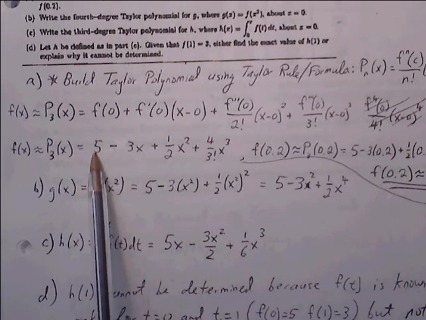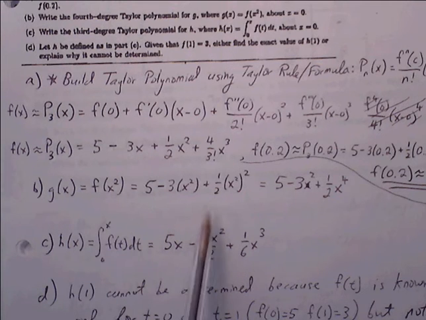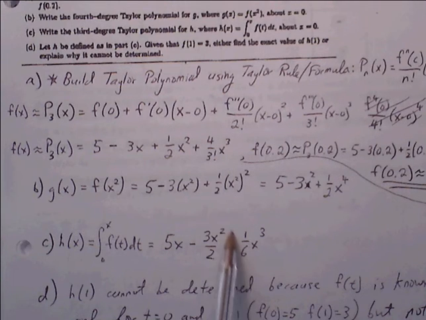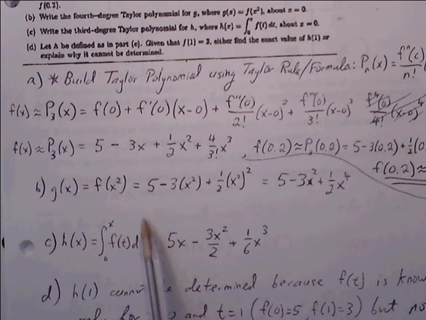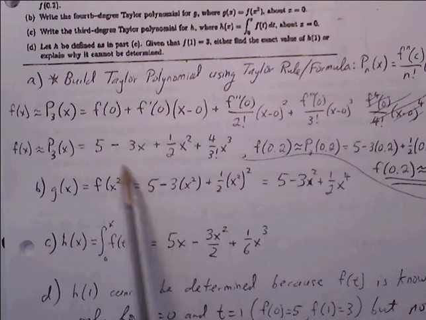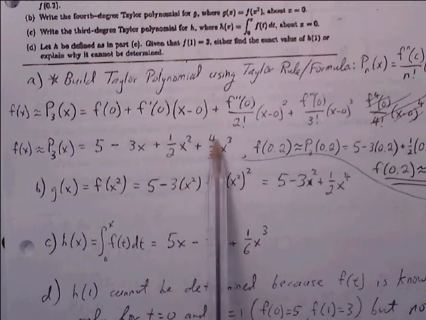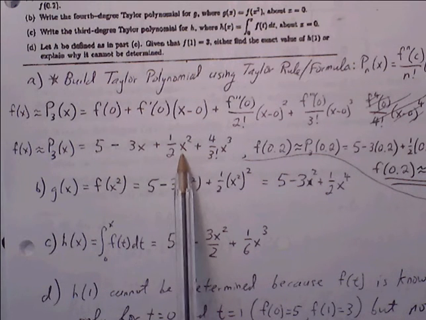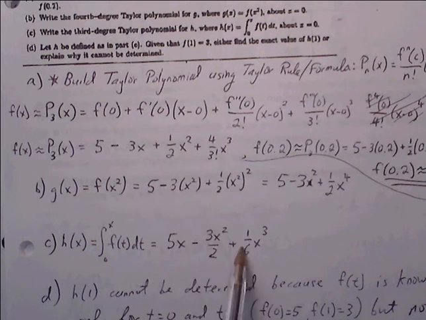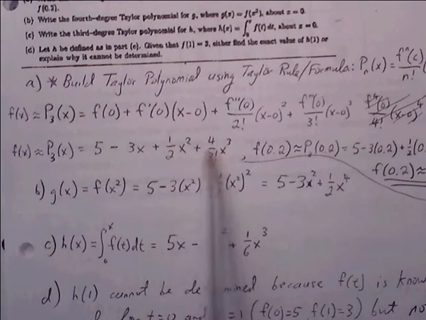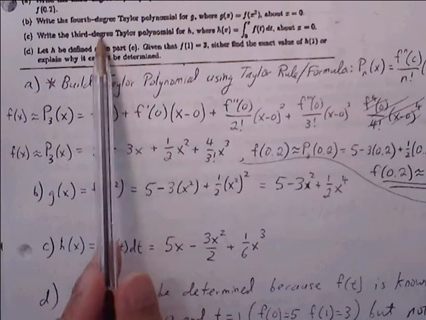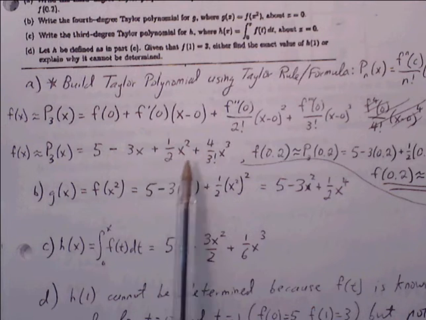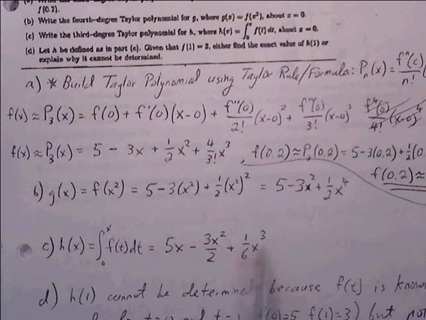So 5 becomes 5x, 3x becomes 3x squared over 2, 4 over 6 x cubed becomes 1/6 x cubed, x squared, right? So I'm sorry, not this term here. This term, 1/2 x squared, becomes x cubed over 6. So we can ignore this term, because part C is only asking for the third degree Taylor polynomial. So we can stop after we see third degree.